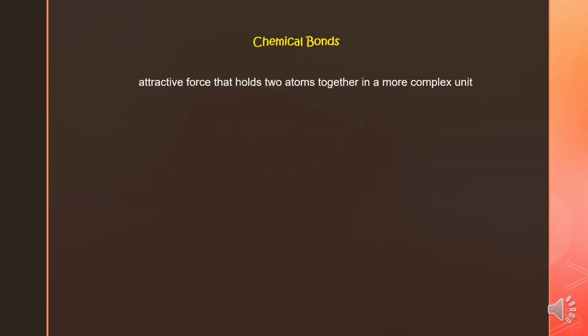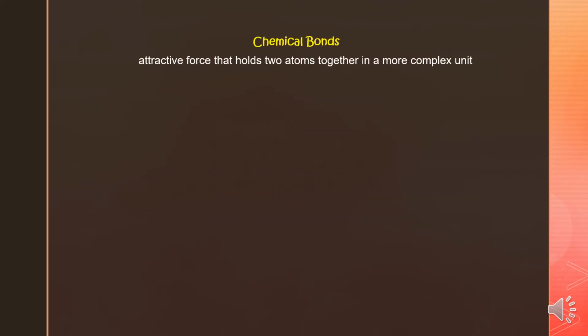So a chemical bond is the attractive force that holds two atoms together in a more complex unit. Chemical bonds are formed as a result of interactions between electrons found in the combining atoms. So the nature of chemical bonds is closely linked to electron configurations, which I suppose you have already learned, but later on we will have examples of this.